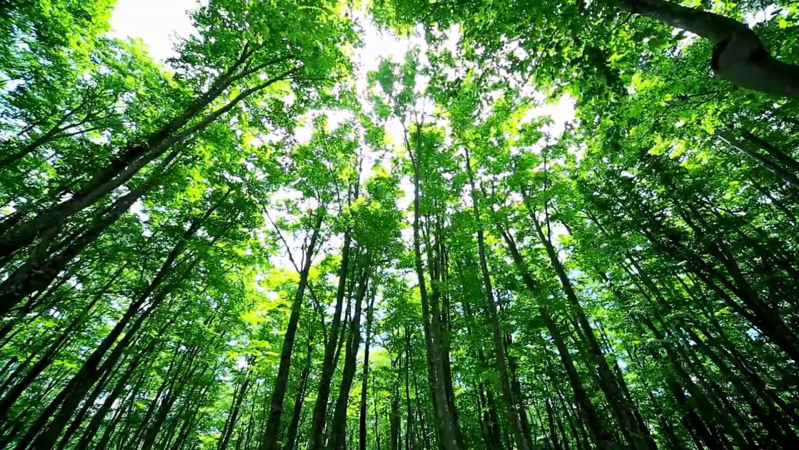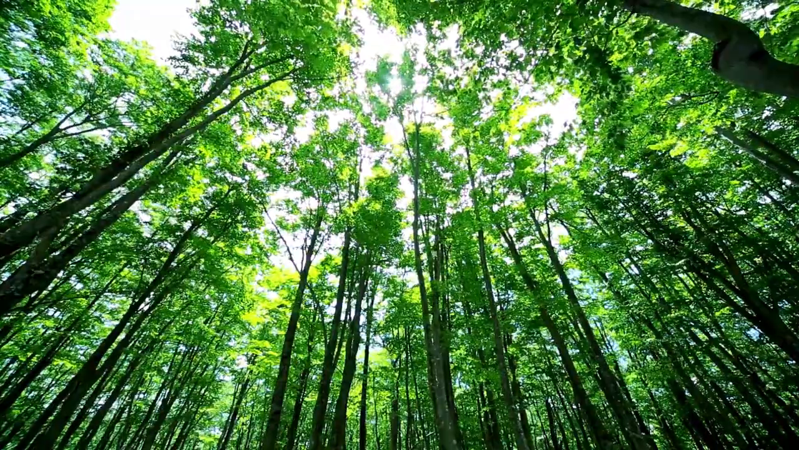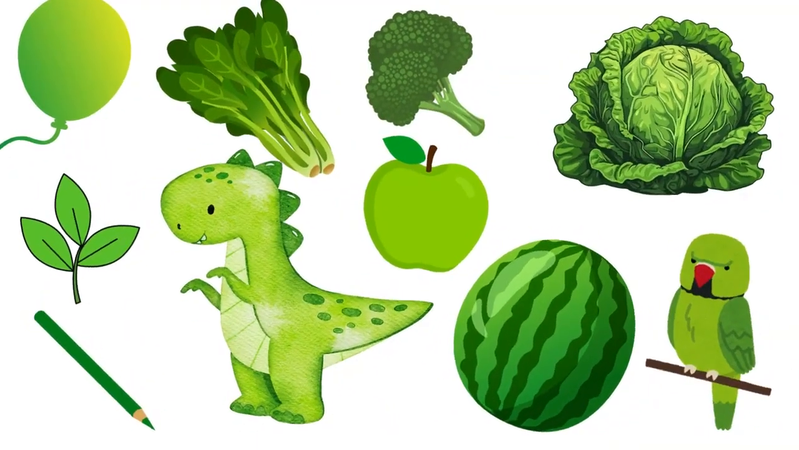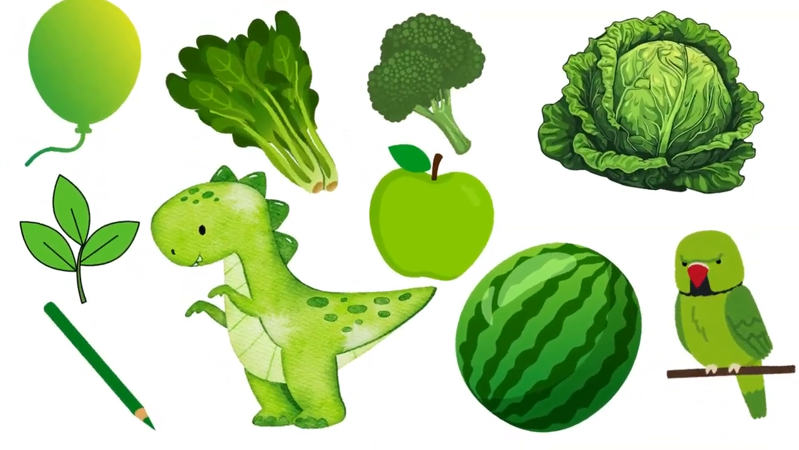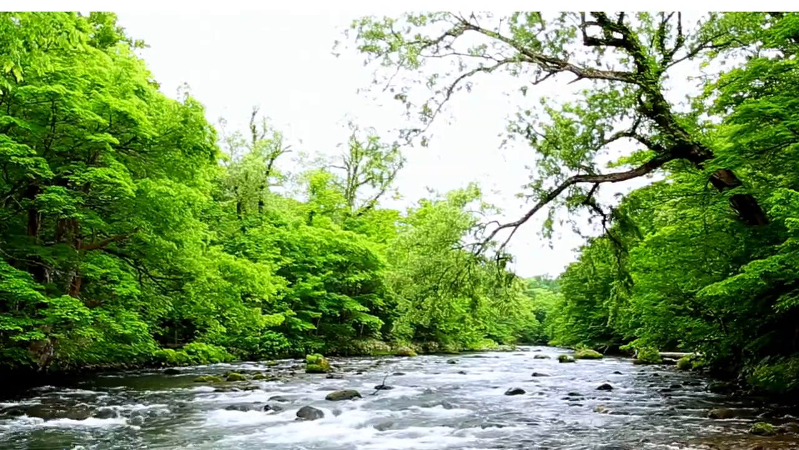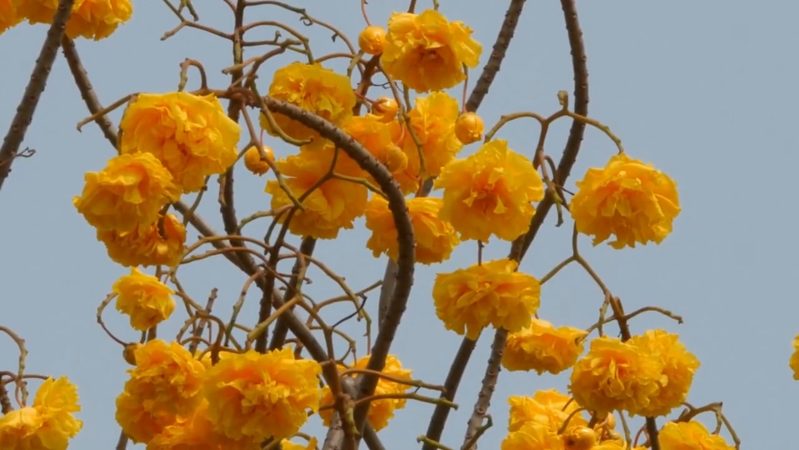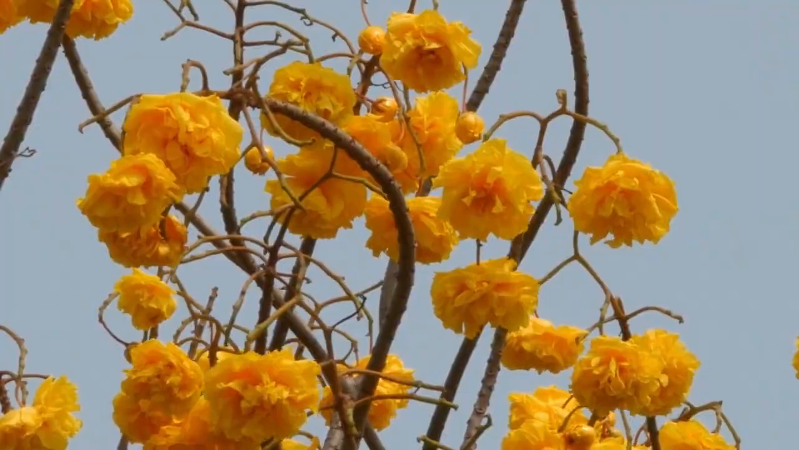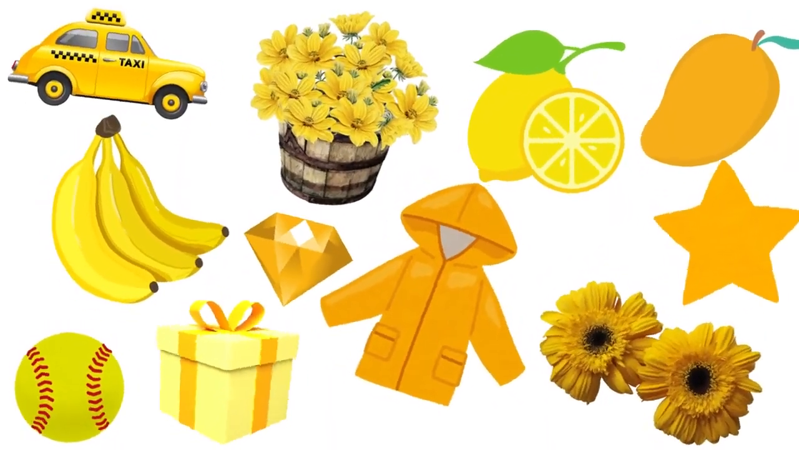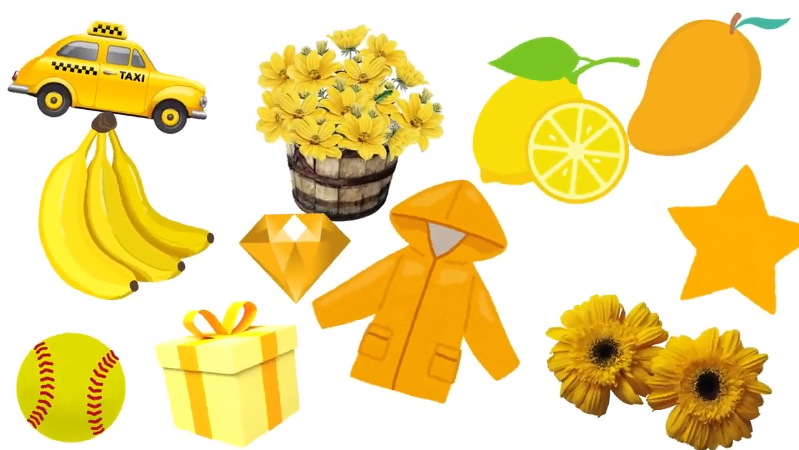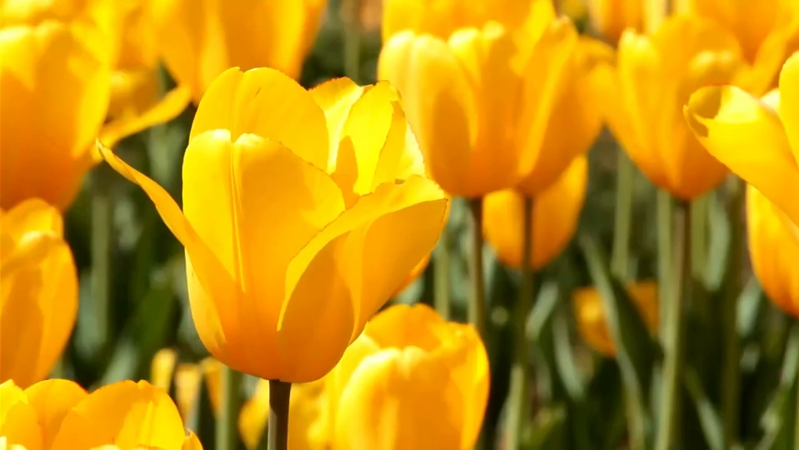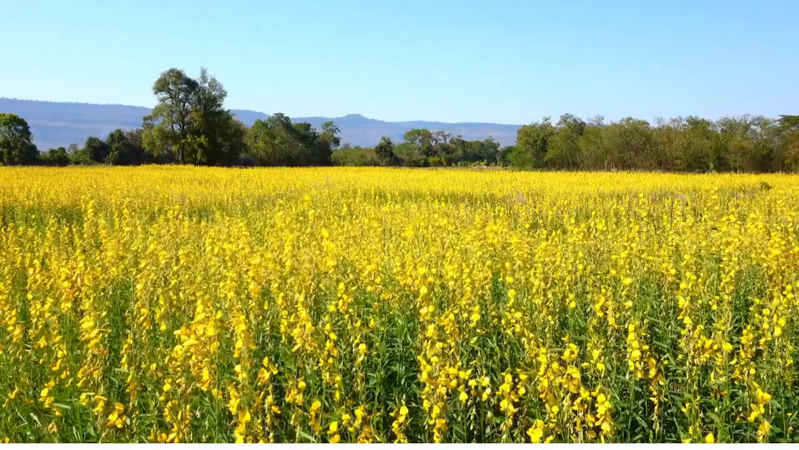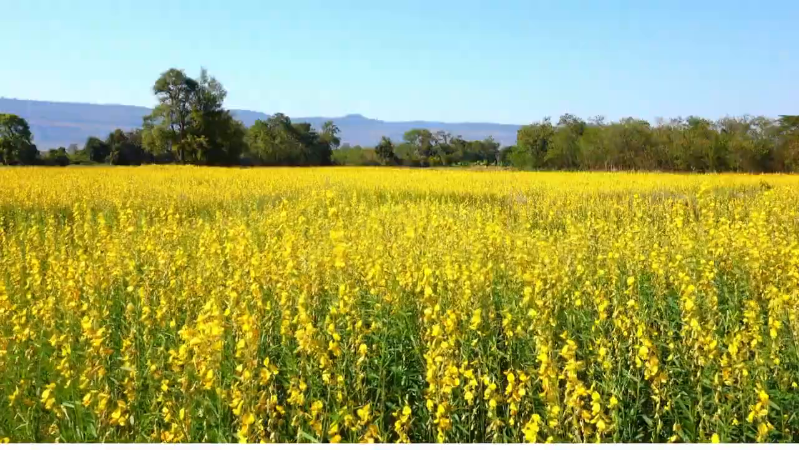This is green, the color green. Green, fresh and clean. This is green, the color green. Do you know what color this is? This is green. This is yellow, the color yellow. Yellow, bright and mellow. This is yellow, the color yellow. Do you know what color this is? This is yellow.